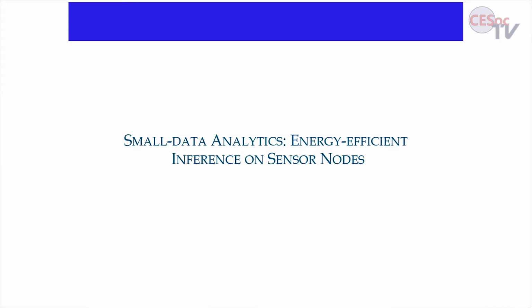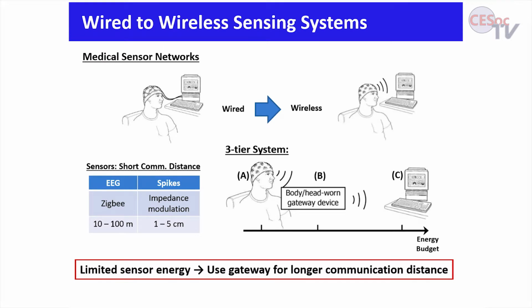Okay. So now let's look at this pushing of intelligence all the way down to the edge nodes and even to the extreme of the edge node, which is the sensor node. In the past, these sensor networks were wired, but they have become wireless now. And we have these wireless communication protocols, Bluetooth Low Energy, Zigbee, and so on, that allow you to transmit the health data quite a distance. And there are other techniques which are much lower energy, like impedance modulation, but they only let you transmit the data 1 to 5 centimeters.